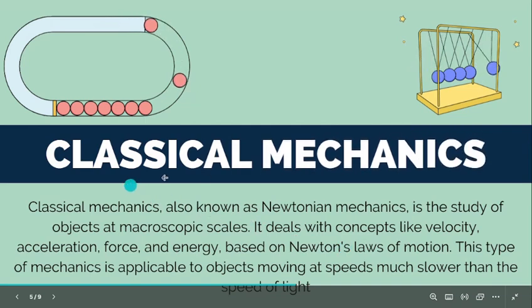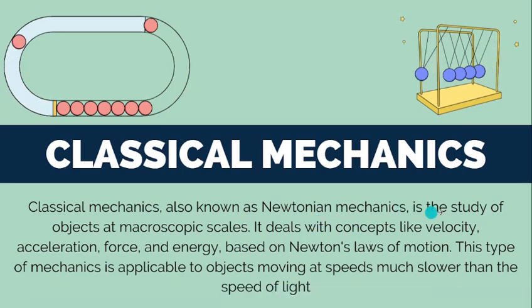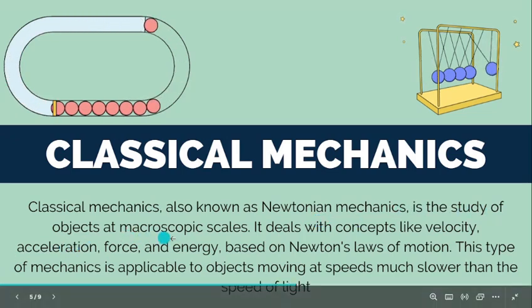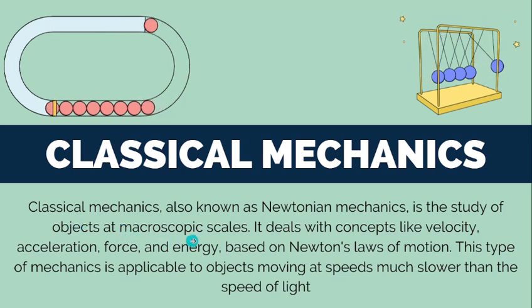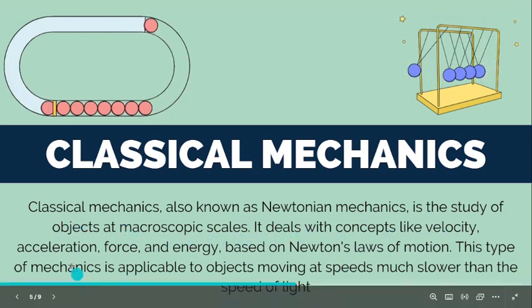First up, we have classical mechanics. Classical mechanics is also known as Newtonian mechanics. It is the study of objects at macroscopic scales. It deals with concepts like velocity, acceleration, force, and energy based on Newton's laws of motion. This type of mechanics is applicable to objects moving at speeds much slower than the speed of light.